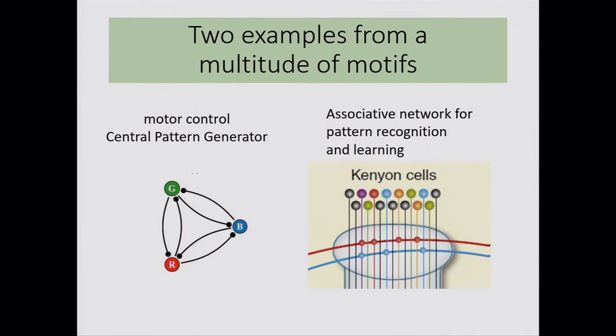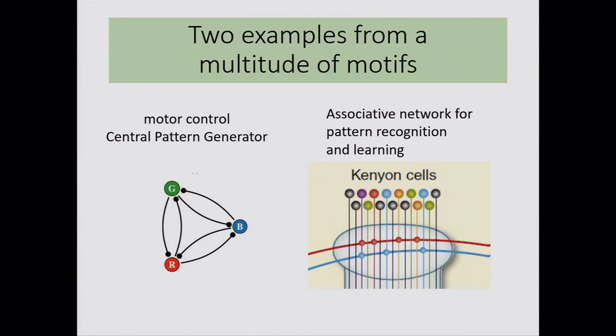Now, there are loads and loads of motifs around, and just to show you a couple of other ones, this is a motif that generates signals that cycle around this little circle of neurons, or this little triangle of neurons, and they produce the regular alternations of stepping that you find in vertebrates, but also in insects, in crayfish, and also in the swimming of mollusks, and so on.